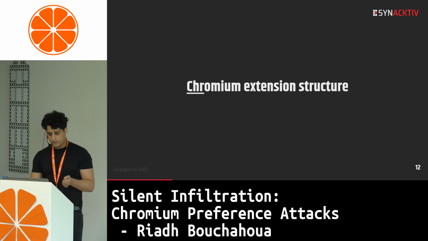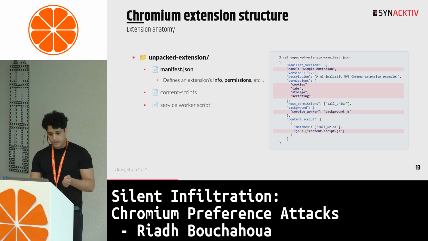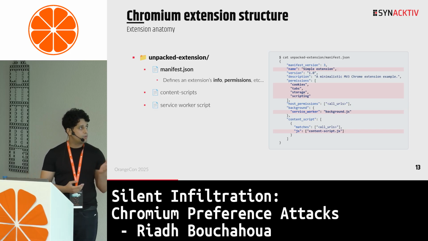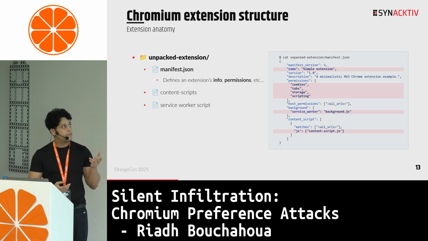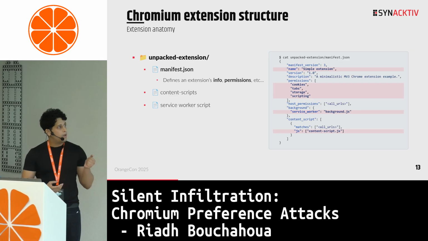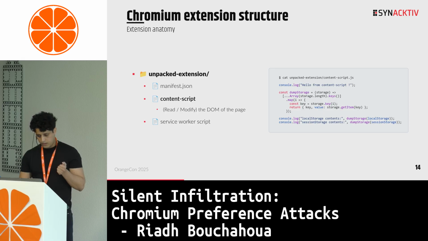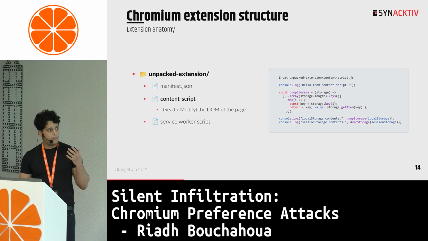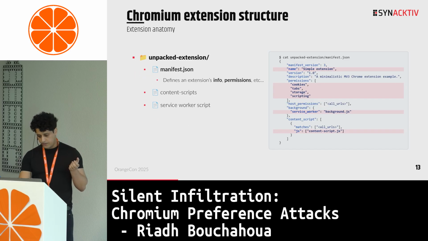So let's dive into the Chromium extension structure. This is the basic structure of a minimalistic Chromium extension. You have the manifest file, which is the most important file. We define the extension information there, such as the name, the version of the extension, and the permissions. We also have the service worker and the content script. Content scripts are basically JavaScript files that are injected into the web pages that you visit. Here we just defined a match on all URLs, which means that the content script will be injected into every page we visit.